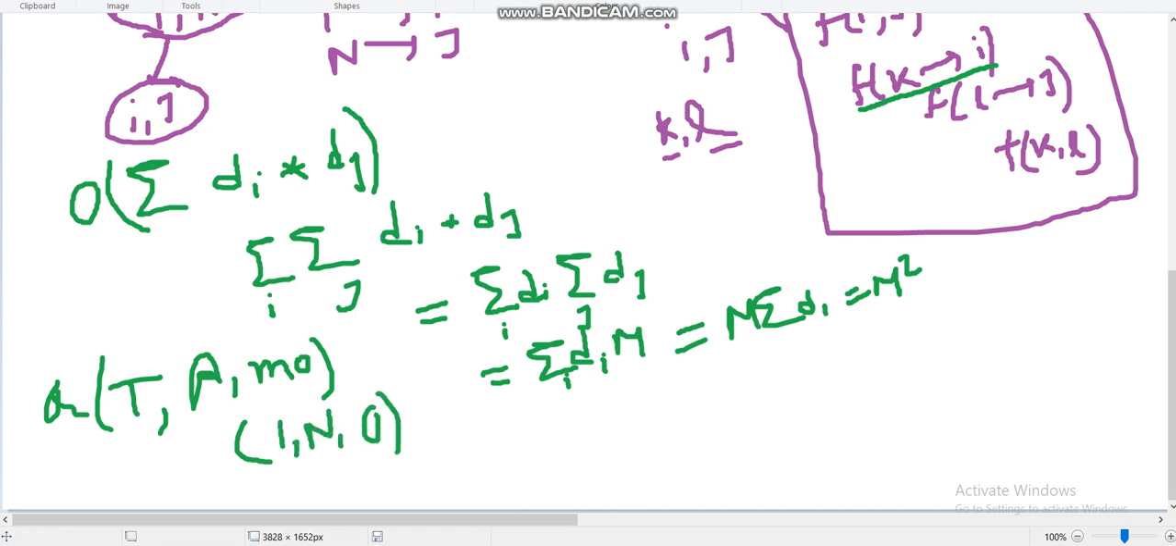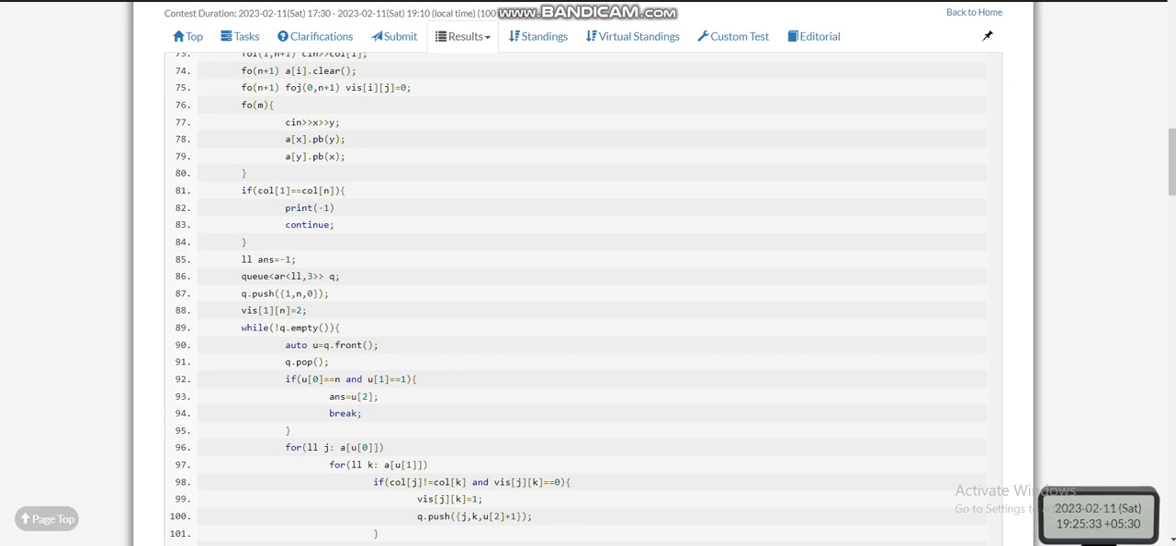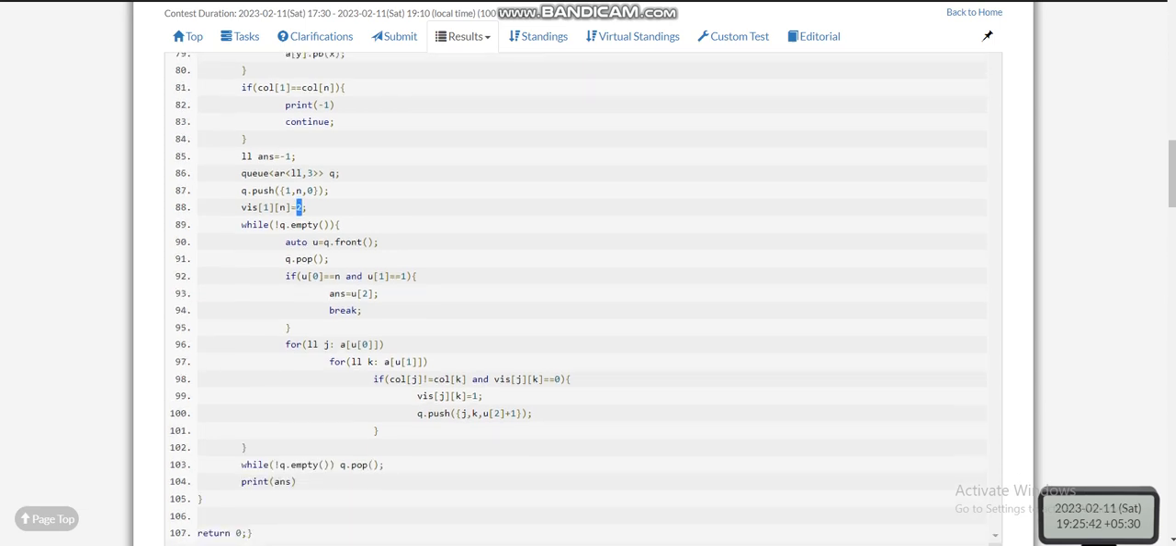So we are just putting 1 comma n comma 0 here, and we are marking the visited of 1 comma n as 1. I don't know why I have marked this as 2. We can mark it as 1 also.